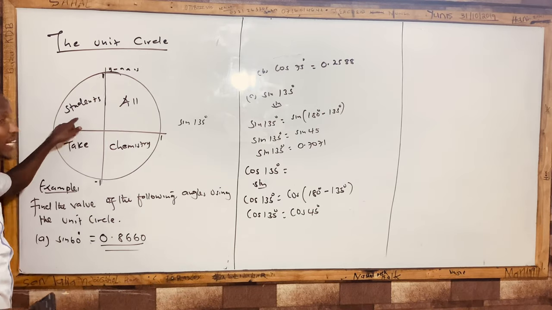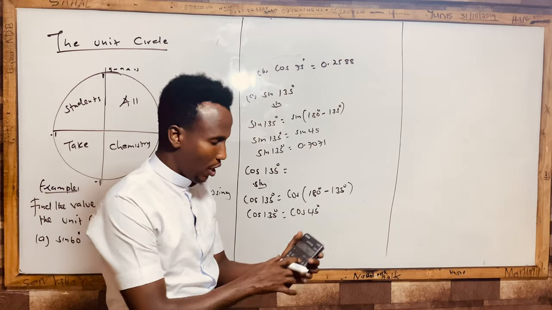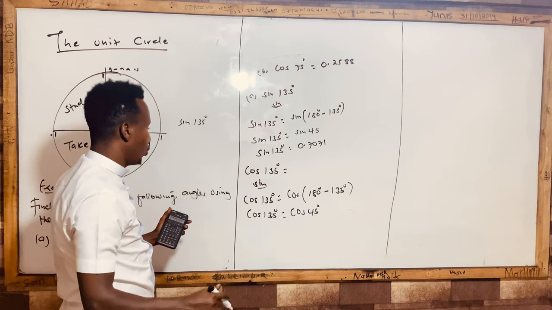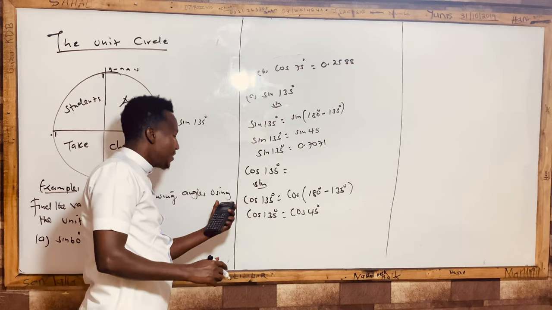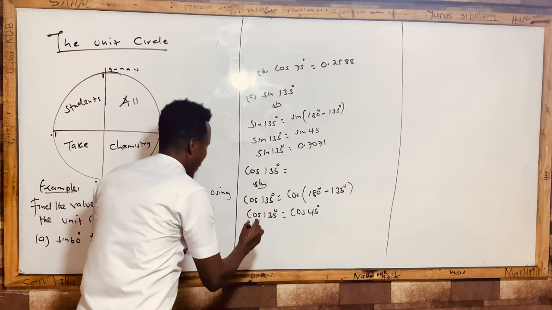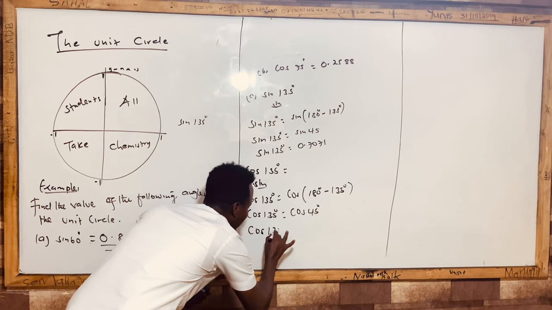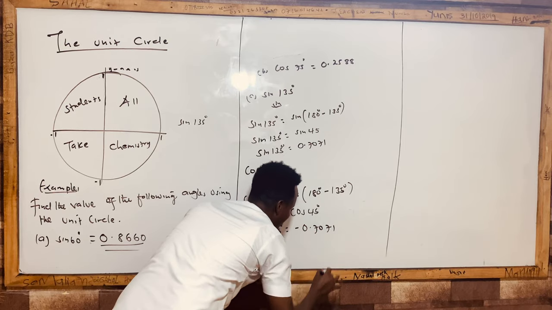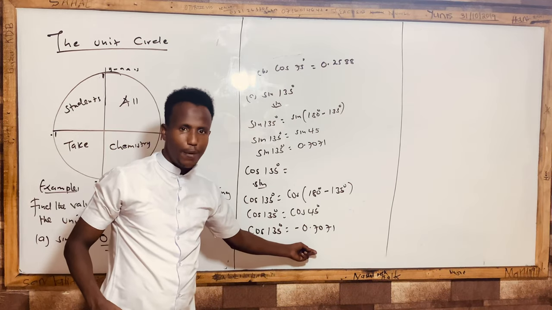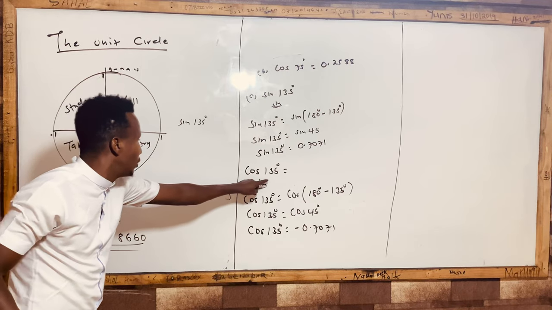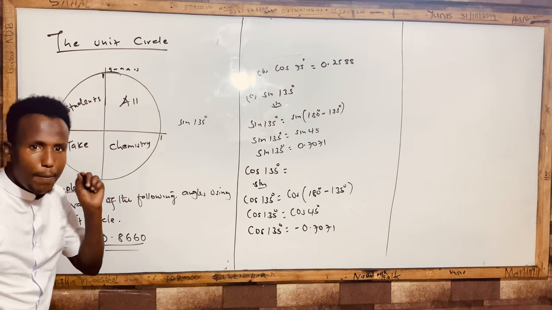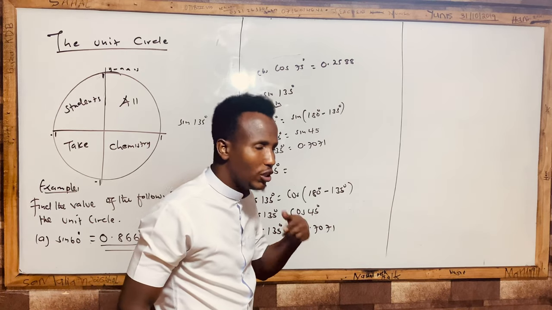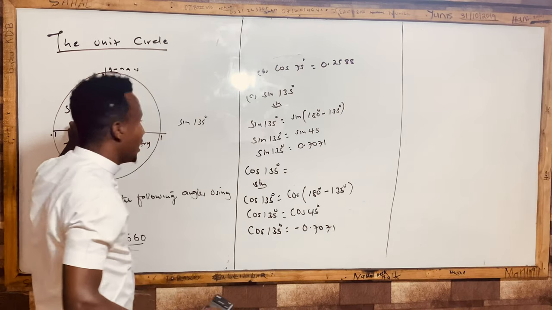But knowing that in the second quadrant cos is negative, I'll say cos 45 is 0.7071. But I'll say cos 135 degree is equal to negative 0.7071. Okay? This is negative. Why? Because this angle 135 falls in the second quadrant. But remember, it's carrying the unit cos. It's not sine. So it can never be positive. We say that here sine is only positive.